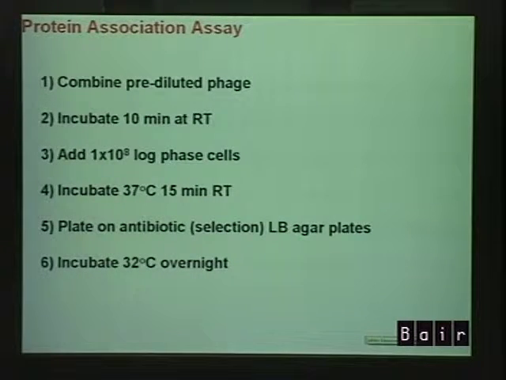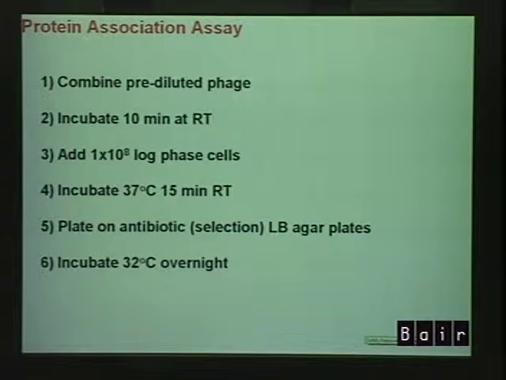In its simplest phase, though, we just take phage from a stock that's 10 to the 10th, 10 to the 9th. We dilute them separately. Then you add those two phage together. You allow them to associate at room temperature for a few minutes. This is just to allow the proteins to associate and get the reaction moving. Then you add your cells.